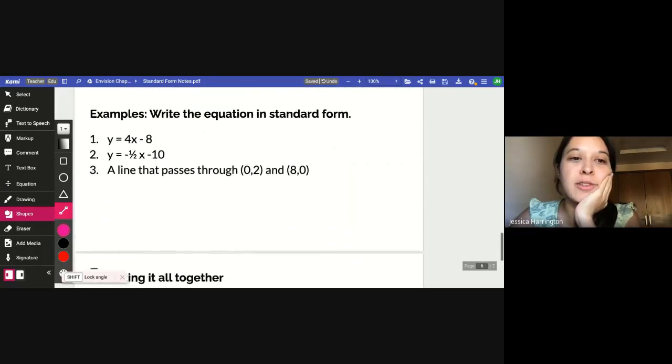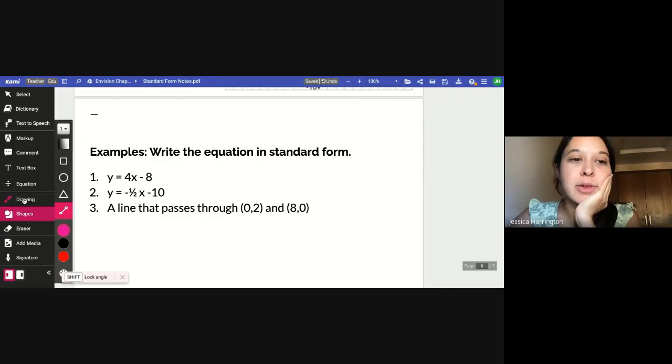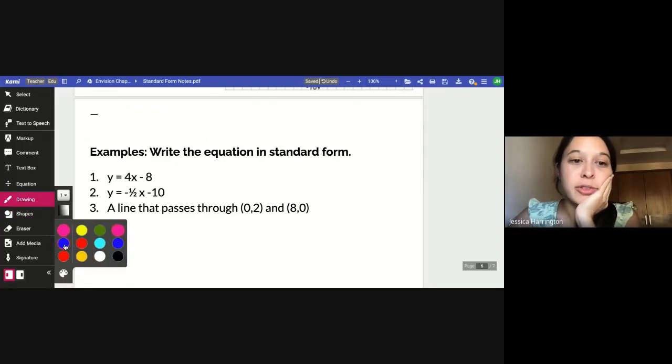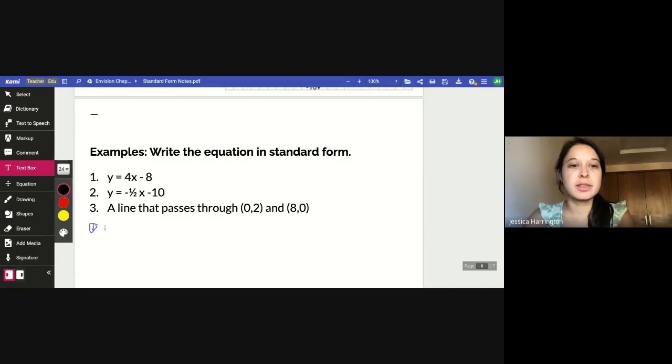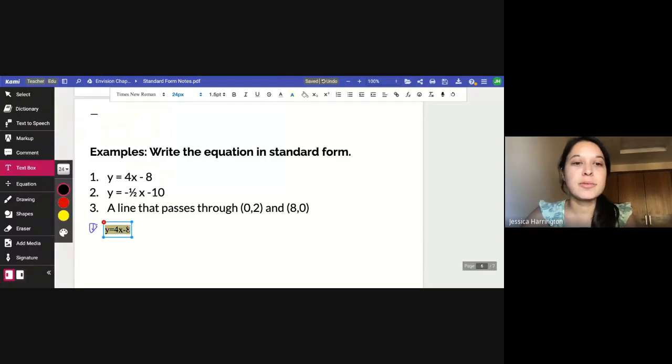Okay, now we're going to do this one last example here. It's actually 3 parts, right? We're going to write the equation in standard form. So number 1 is in slope-intercept form. So how am I going to get that in standard form? So let's do that down here. I'm going to write it: y equals 4x minus 8. So to be standard form, remember I need it in the form of this.